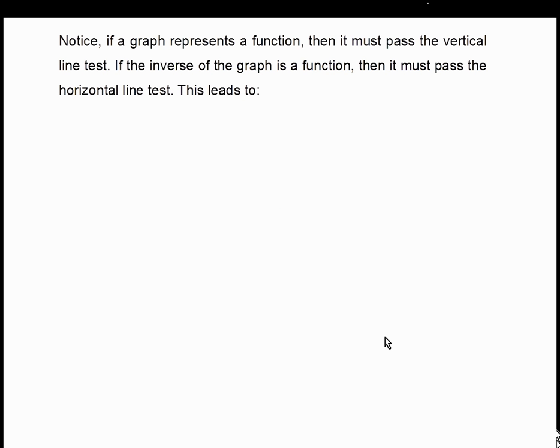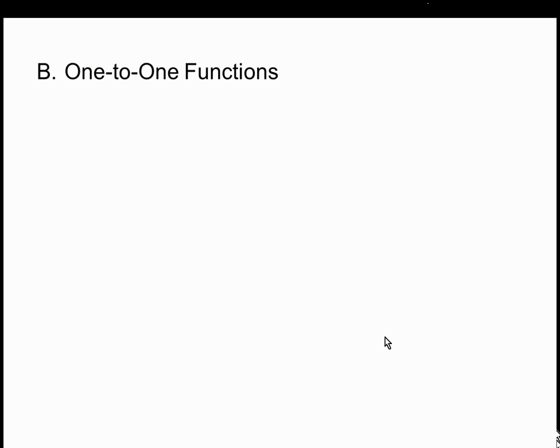Now, notice if a graph represents a function, then it must pass the vertical line test. If the inverse of the graph is a function, then it must pass the horizontal line test. We would like to have a function do its inverse and still have a function. We want to start with a function, find its inverse, and still have a function. So this leads to one-to-one functions.